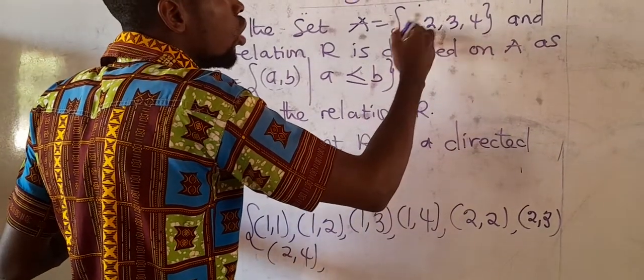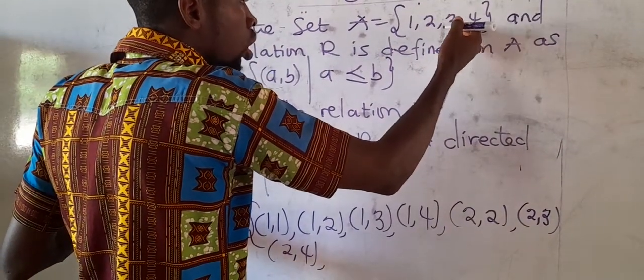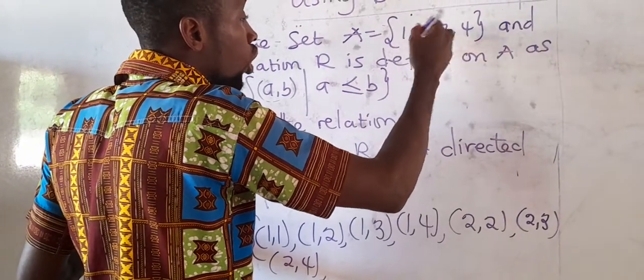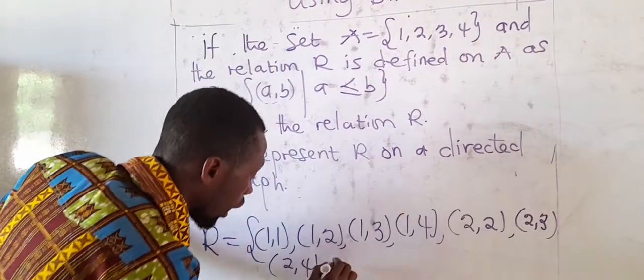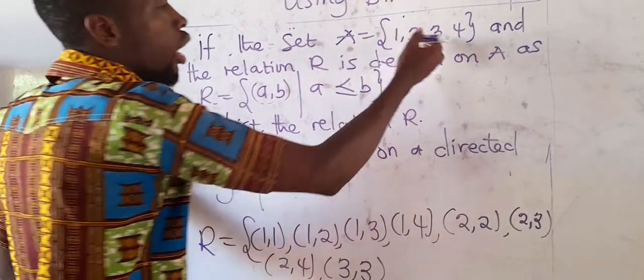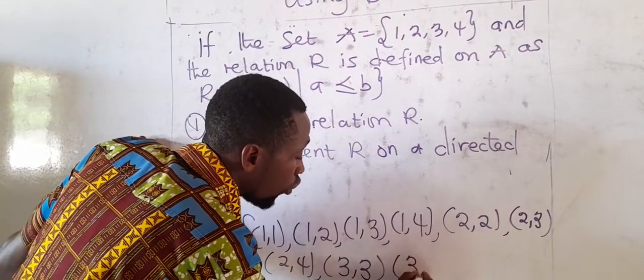3, 1, no, because 3 is greater than 1. 3, 2, no, because 3 is greater than 2. Then 3, 3, yes, because 3 is equal to 3. 3, 4, yes, because 3 is less than 4.